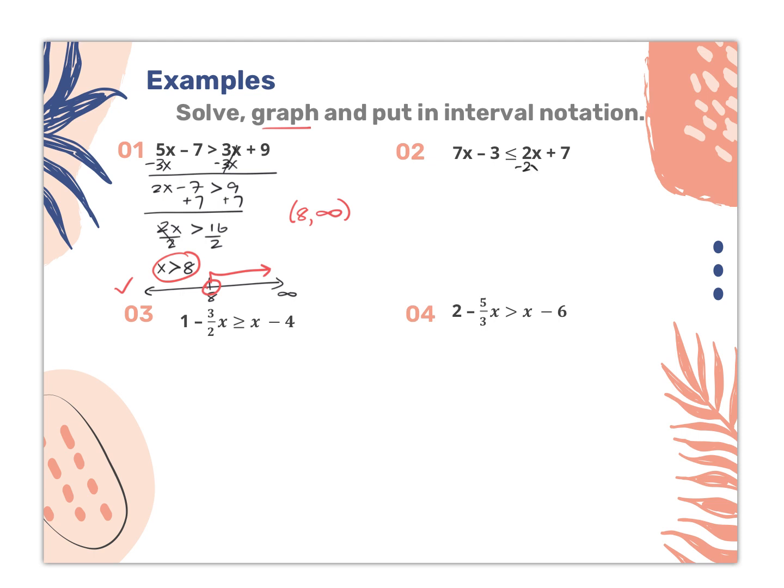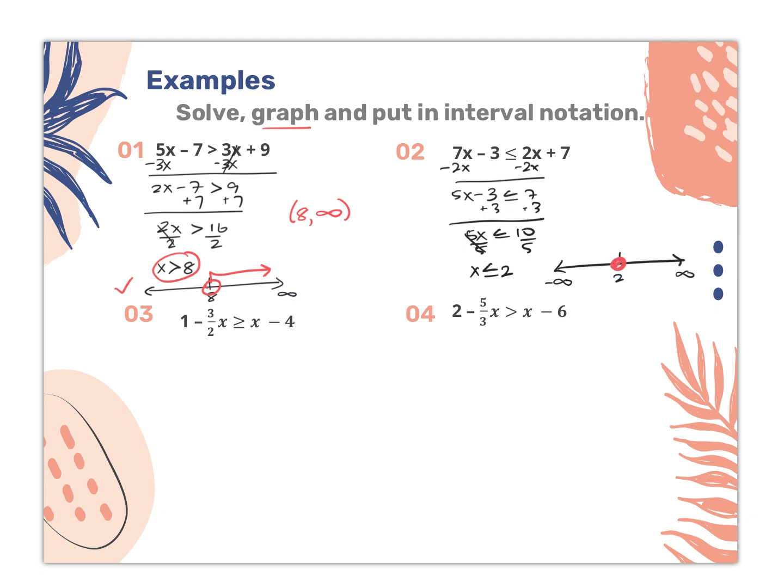Again, same thing. I'll subtract 2x from both sides. I'm going to get 5x minus 3 is less than or equal to 7. I'm going to add 3 to both sides. I'm going to get 5x is less than or equal to 10. And I'm going to divide both sides by 5, and I'm going to get x is less than or equal to 2. Then I'm going to do my graph. And again here I've got 2, positive infinity, negative infinity, and it says that x is less than or equal to 2.